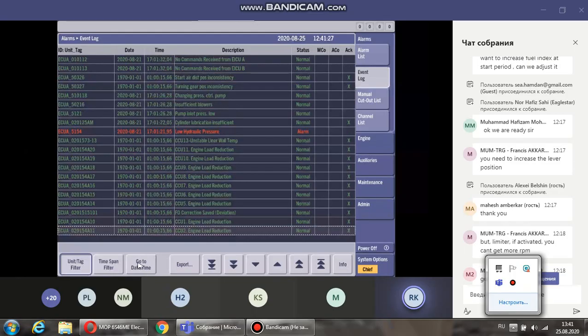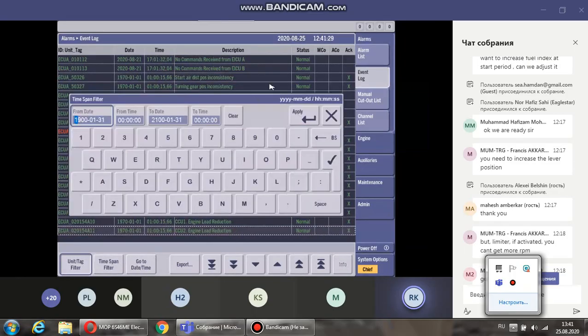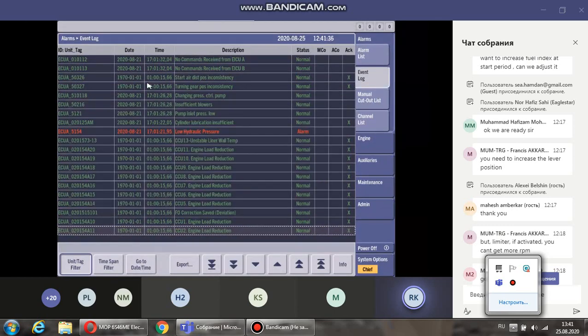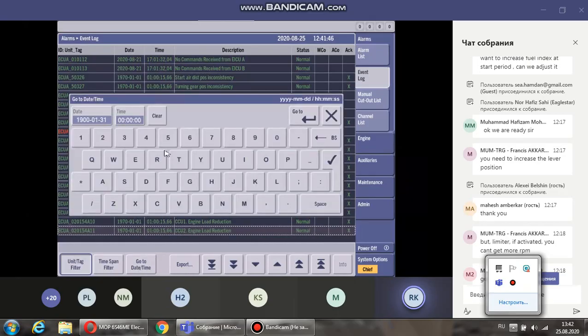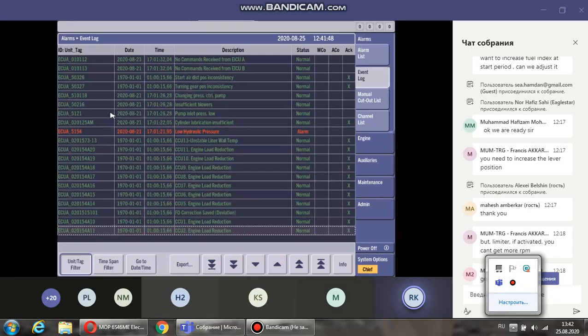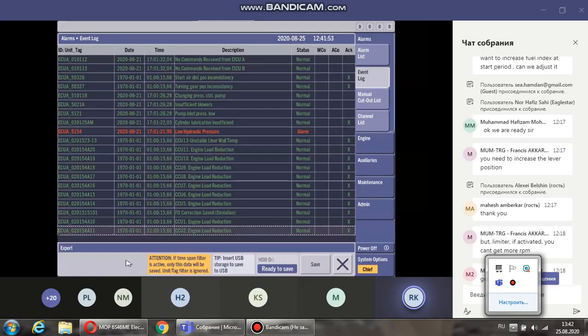You can also say that I remember on my last contract ECUA, and then we can put in the date from and to and also apply that, and then reduce the data even more. And if you have a fantastic memory, you can also go to the exact date and time, and then you can reduce it even further. Once you have reduced it, then you are able to export the data.